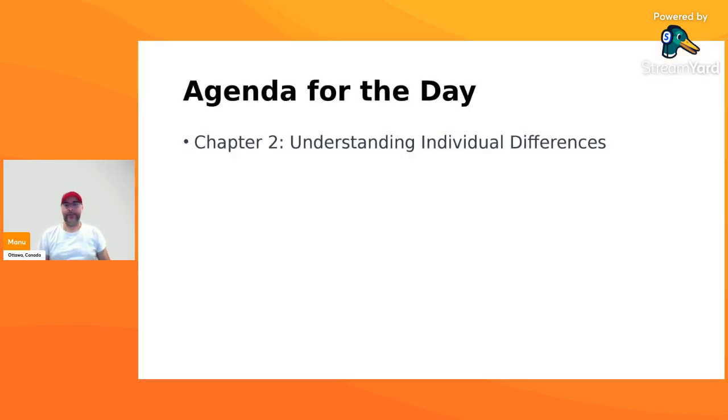With that, we'll get to the agenda for the day, which is chapter 2, and chapter 2 is all about understanding individual differences. In the last video, I introduced you to the book. The book is all about interpersonal skills development in a leadership context. As I have shared already before, it is in the context of a tourism and hospitality course.